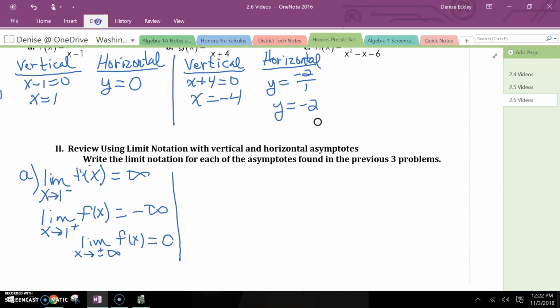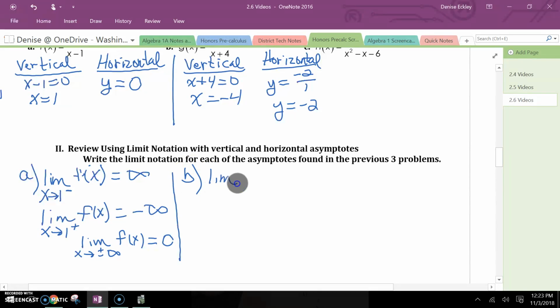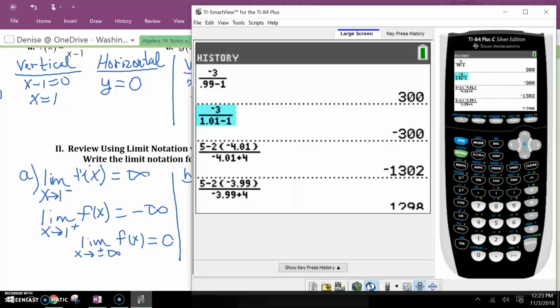So to the left, let's set it up and then we'll look in our calculator again. We have the limit as x approaches negative 4 to the left of f of x. And then we're going to have the limit as x approaches -4 from the right of f of x. And I did the same procedure in the calculator I did before.